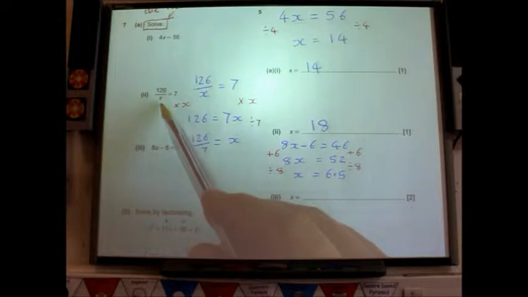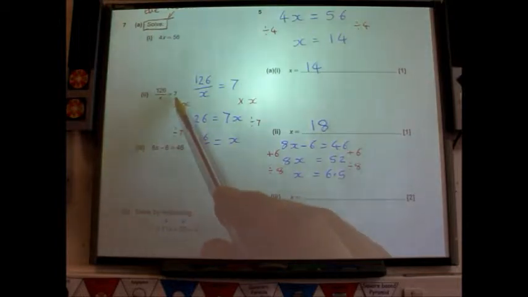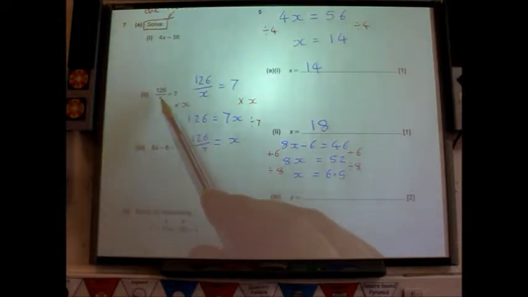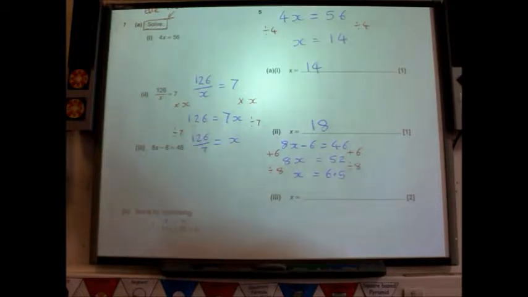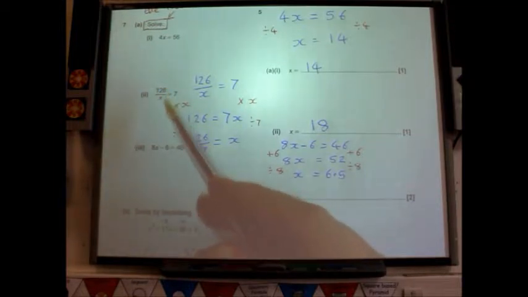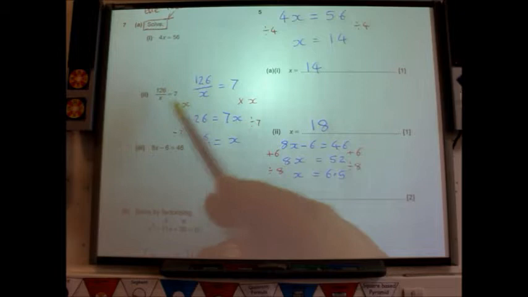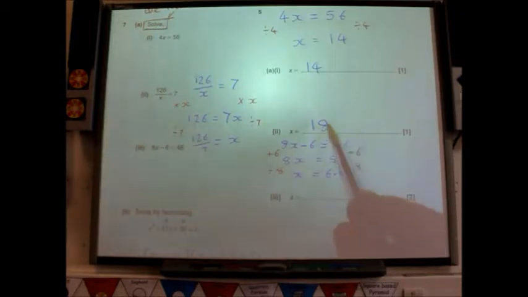126 divided by what equals 7? Now, you could have a guess at this. You've got a calculator, so it's going to be a number between 10 and 20, I would have thought. So just try them until you get the answer 7 and put the answer there, because that will get you the marks, because it's only 1 mark.